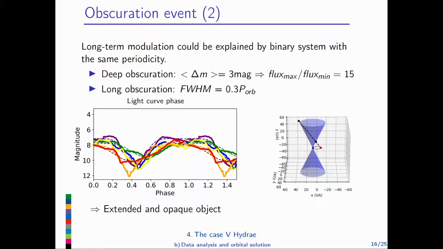So one possible explanation, one idea that we have, was that the star was obscured by a jet cone coming from the companion. So for example, here you have a representation of the star, V Hydrae in red, that is orbiting around the companion, and you can see the jet cone coming from the companion, and the diagonal line is the line of sight. And you can see that at the superior conjunction, the cone obscures the star. So that could be the explanation of this extended and opaque obscuration that we found.